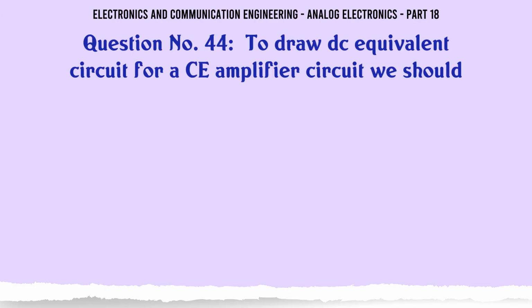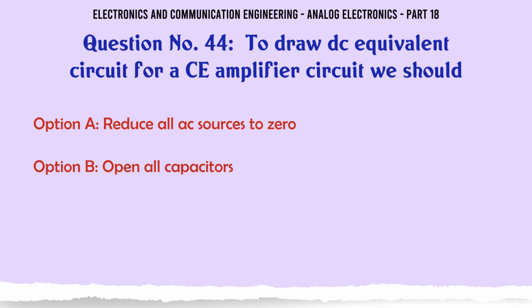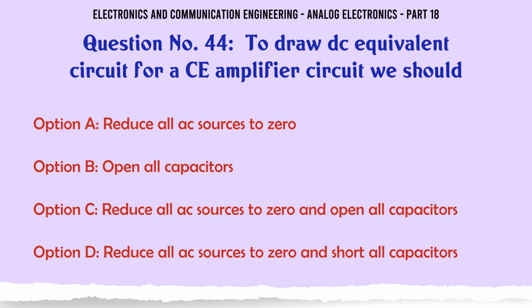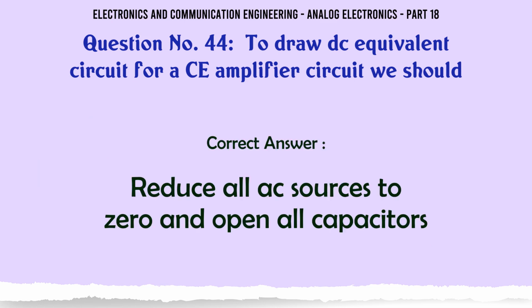To draw DC equivalent circuit for a CE amplifier circuit, we should A. Reduce all AC sources to zero, B. Open all capacitors, C. Reduce all AC sources to zero and open all capacitors, D. Reduce all AC sources to zero and short all capacitors. The correct answer is reduce all AC sources to zero and open all capacitors.